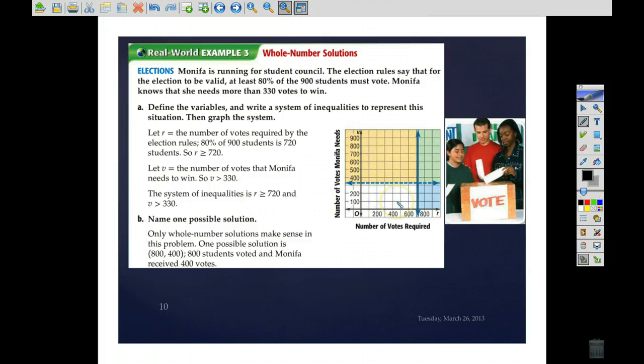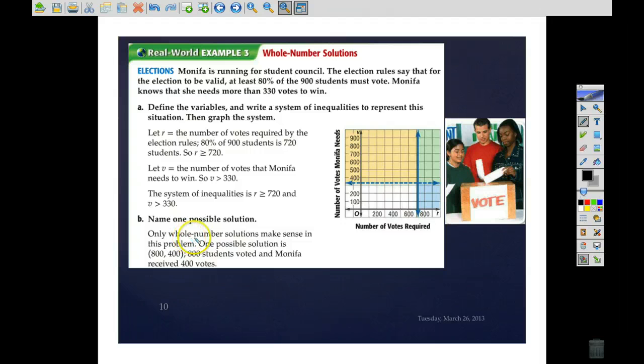Okay, so when you graph this, here is your 720, R greater than or equal to 720. So it's going to be the right side. And then your V is greater than 330. It's going to be your top side. Okay. And where you see the green is where they intersect.